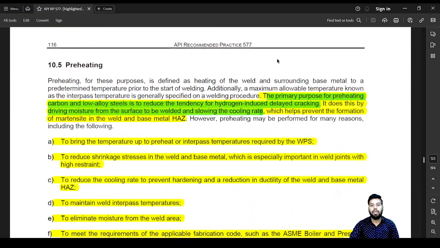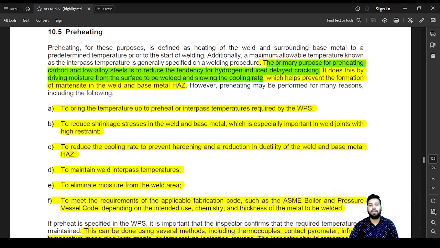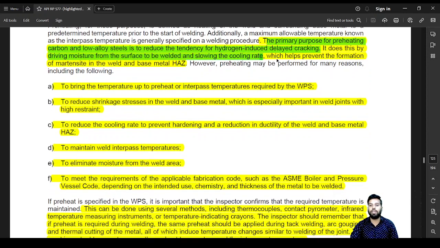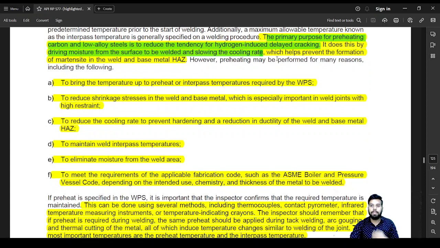Preheating. The primary purpose of preheating carbon steel or low alloy steel is to reduce the tendency of hydrogen-induced cracking. It does this by driving the moisture from the surface and slowing down the cooling rate, which helps prevent the formation of martensite. So basically, if you do preheat, you either eliminate martensite formation or you reduce the heat affected zone that you are getting, because the cooling rate is slowed down.